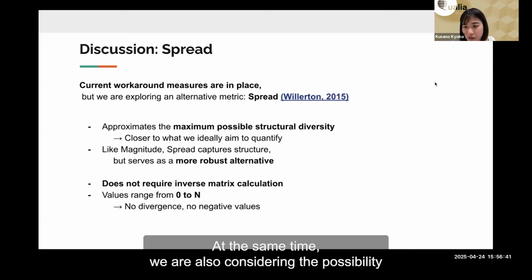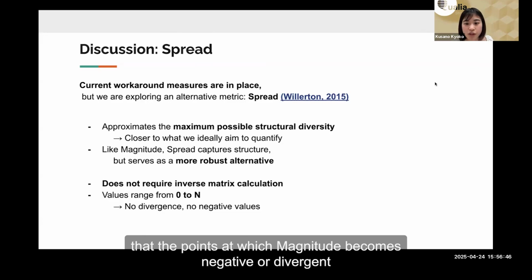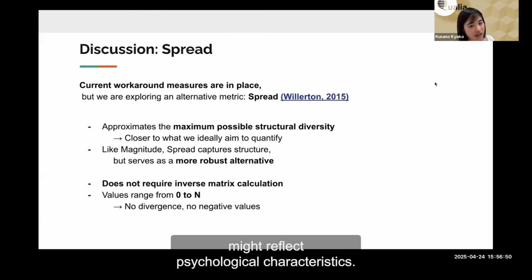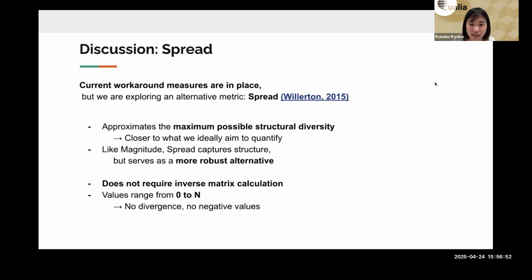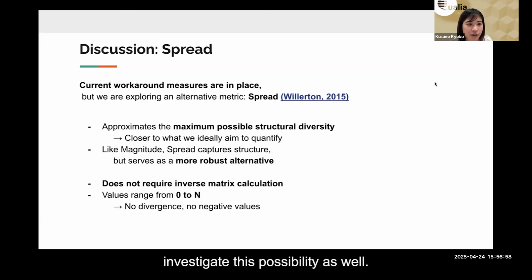At the same time, we were also considering the possibility that the point at which magnitude becomes negative or divergent might reflect some psychological characteristics. So yes, I will investigate this possibility as well. Yes, this is the end of the presentation, so thank you.